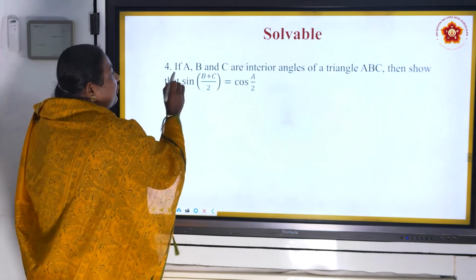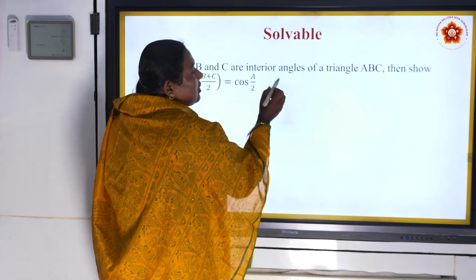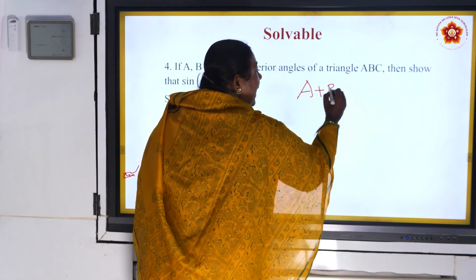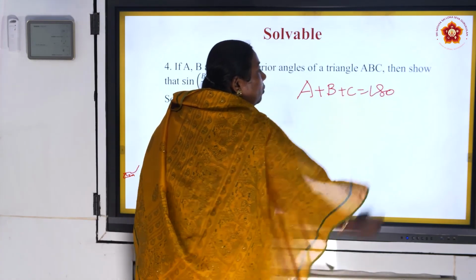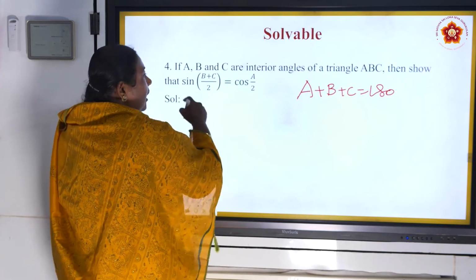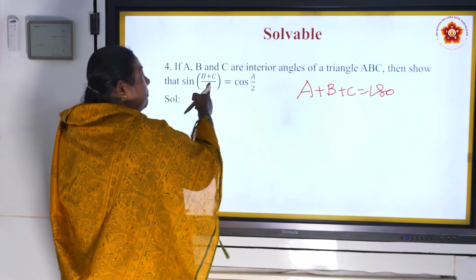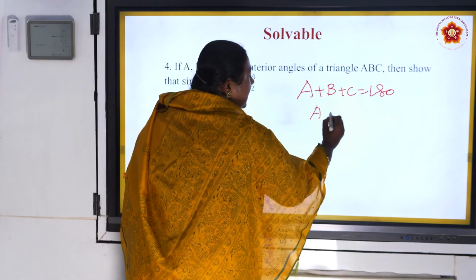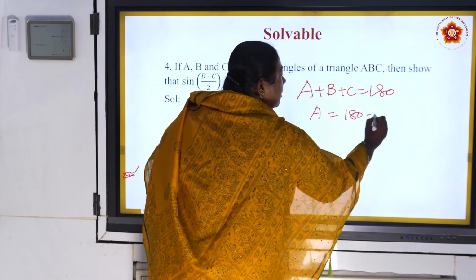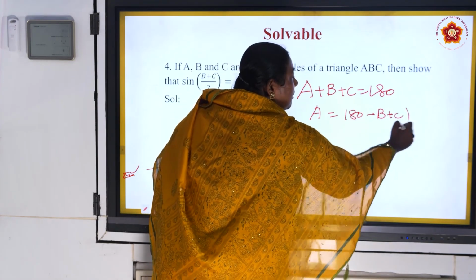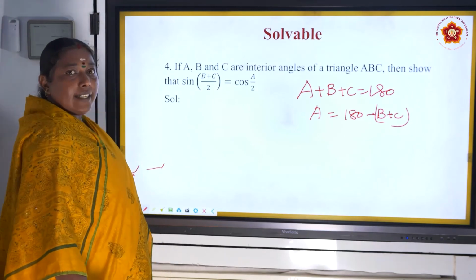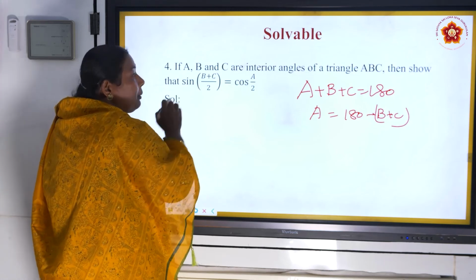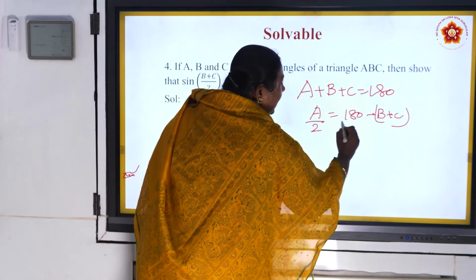Now, if A, B and C are interior angles of a triangle, what they are indirectly telling is that if I add A plus B plus C, I must get 180. Here, they are asking about sine of (B plus C) by 2. That means I have to keep A one side and bring B plus C to the other side. Now, I have A and B plus C divided by 2 also. Let me divide it by 2. What do I get?